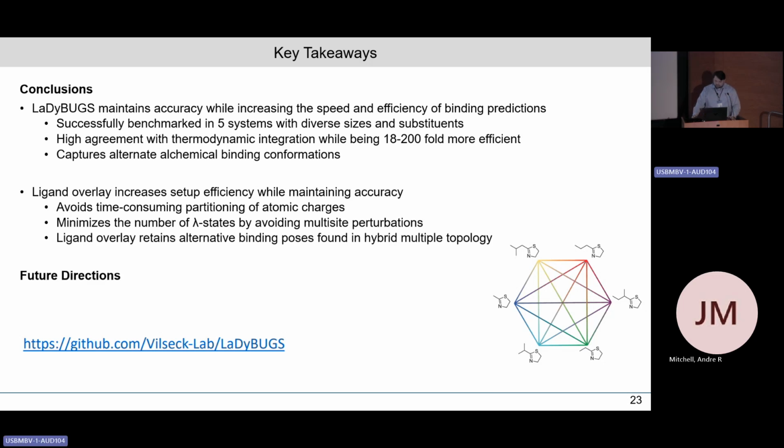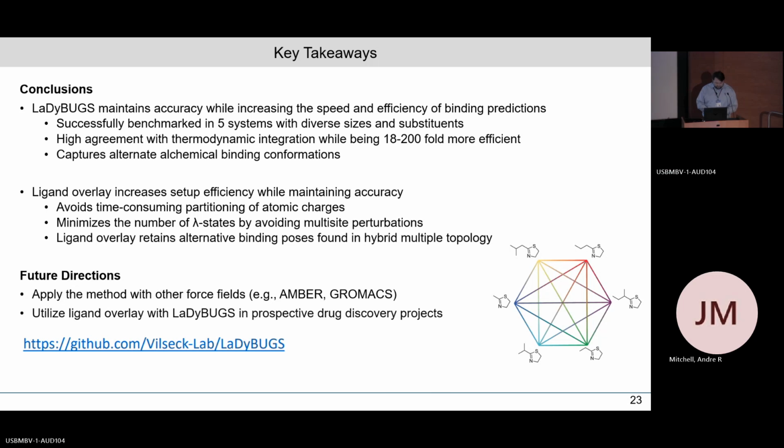So some future directions that we want to take this project. We want to apply the method with other force fields. I said it was force field agnostic, so testing it in other force fields would be a good thing. And we want to utilize ligand overlay with LaDyBUGS in prospective drug discovery projects.